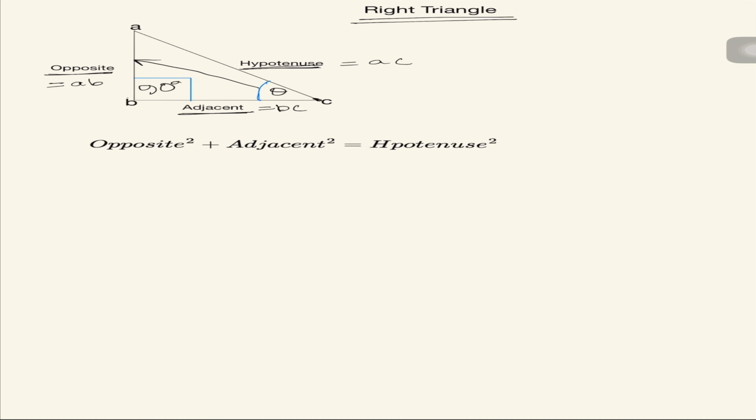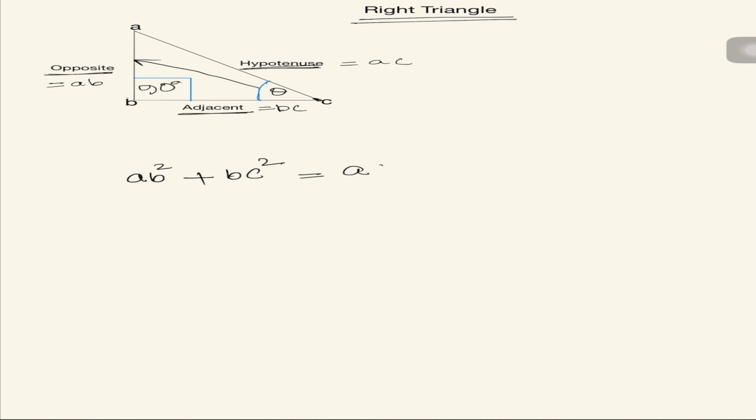So what is the opposite here? Our opposite is AB, so AB square plus the adjacent, BC, BC square equals AC square. That means opposite square plus adjacent square equals hypotenuse square. Let's do some quick math.